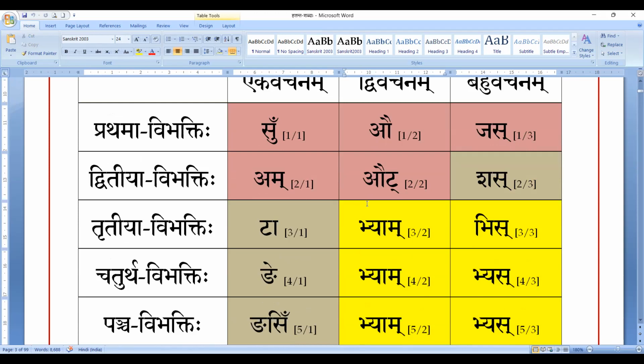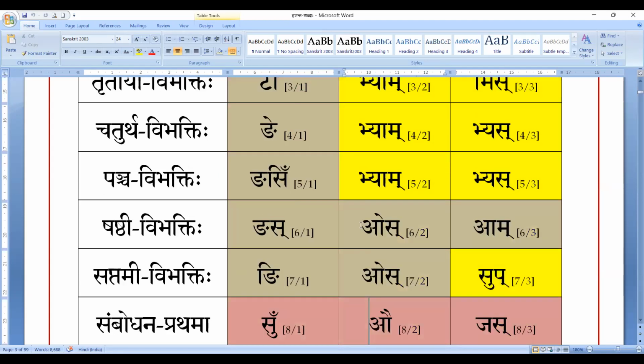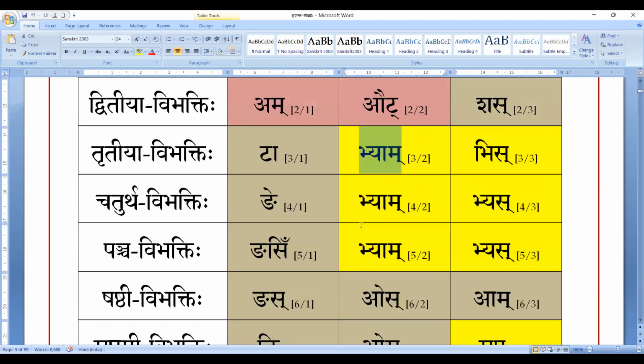Now, only after the addition of these supratyayas does the Pratipadikam get Padasanya. But in the case of 3-2, 3-3, 4-2, 4-3, 5-2, 5-3, and 7-3, even before adding the pratyaya, the Pratipadikam enjoys Padasanya. That is a technical Padam. The Pratipadikam enjoying Padasanya is given the status of Padam for the purpose of doing Sandhikarya.